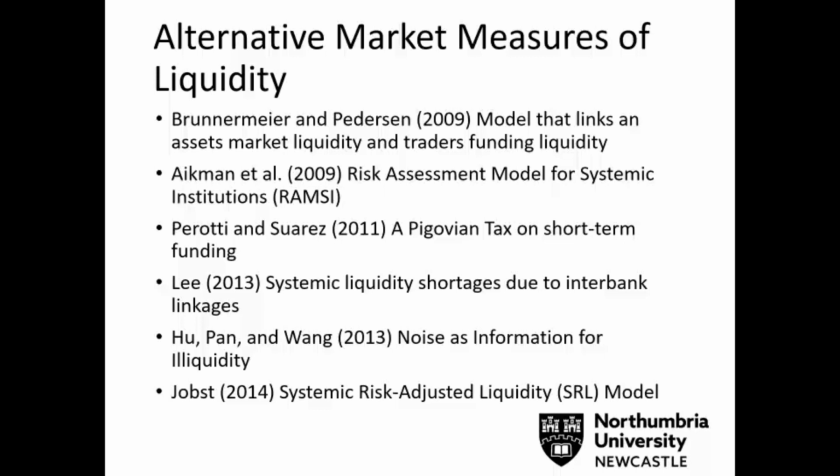The top one is using CoVaR, but changing that to assess asset and liability liquidity risk. Acharya et al. in 2009 suggested a risk assessment model for systemic institutions. In other words, a certain model for the institutions that are more connected with one another. Perotti and Suarez suggested having the likes of a Pigouvian tax on short-term funding. Pigouvian tax, I think, is a more American term for a sort of moral hazard taxation.